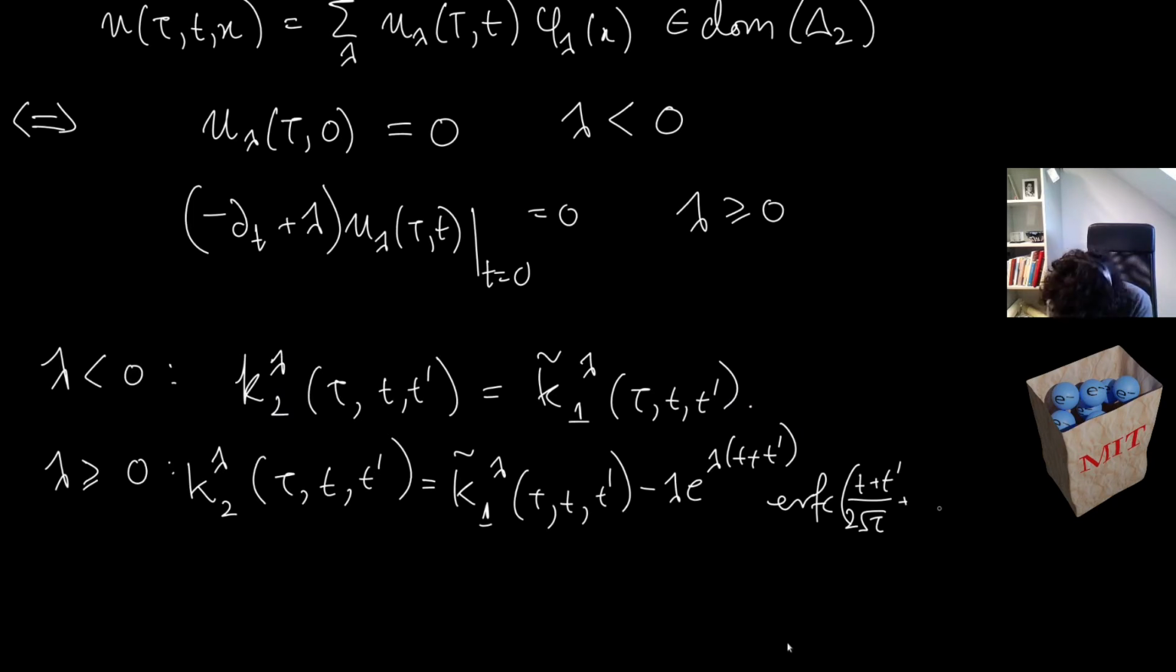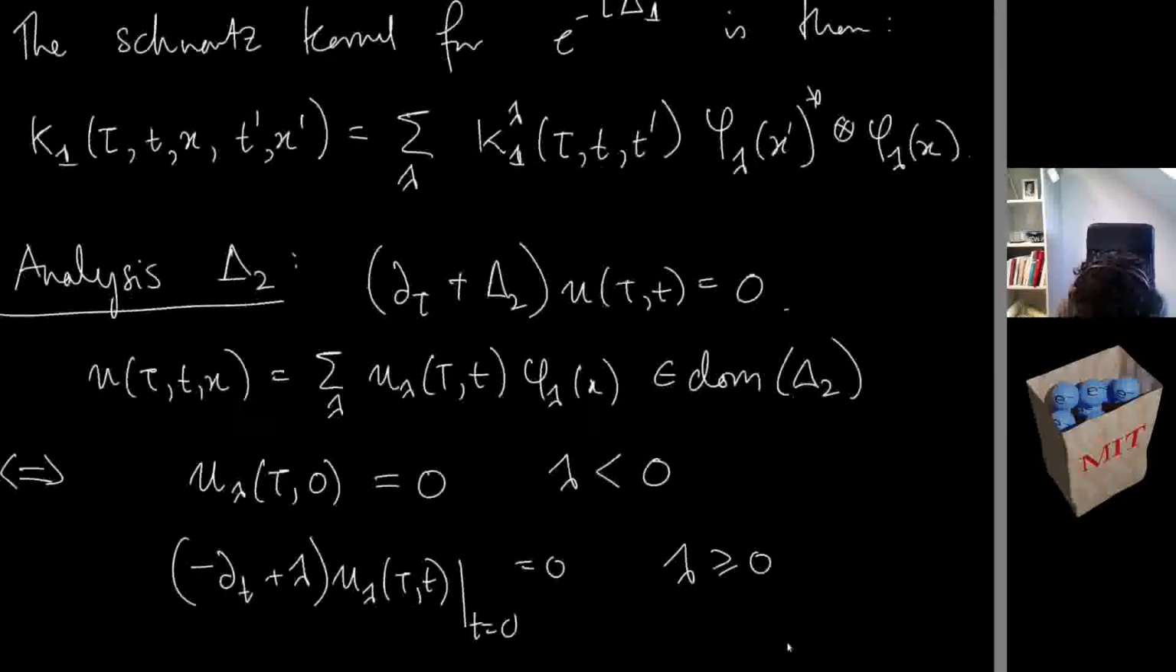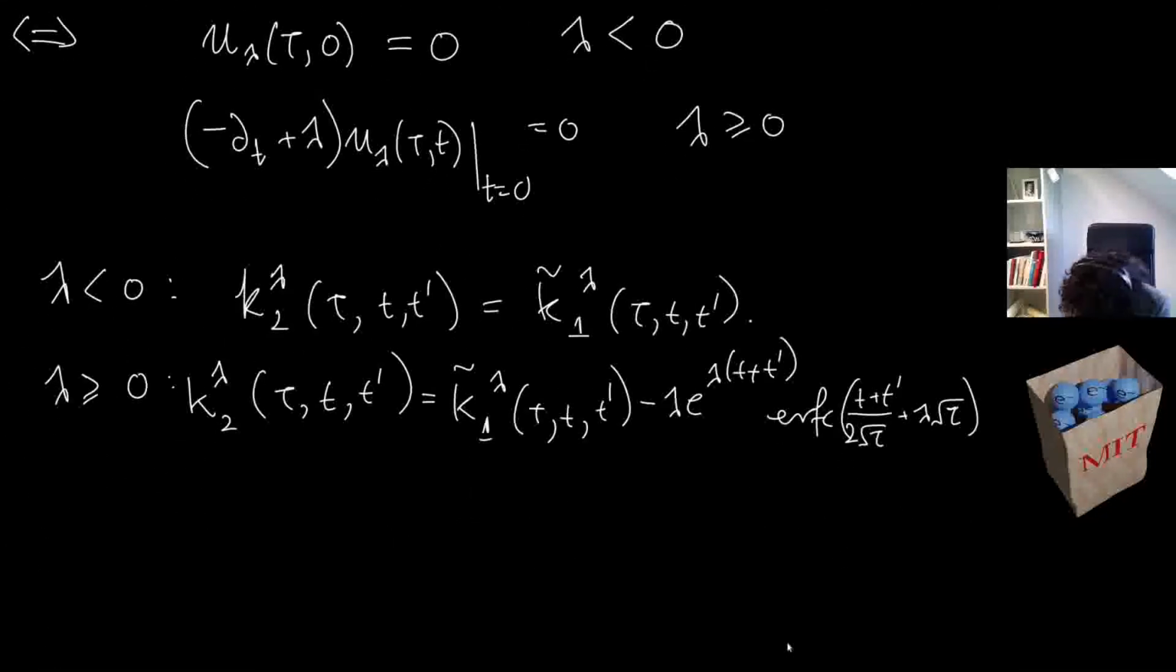Plus lambda square root tau. Actually, I lie. I think here we had a negative, right? So in the error function for this we had a negative. So if you compare the two expressions, you can see that this is the expression for the first one, but with the negative lambda. Okay.